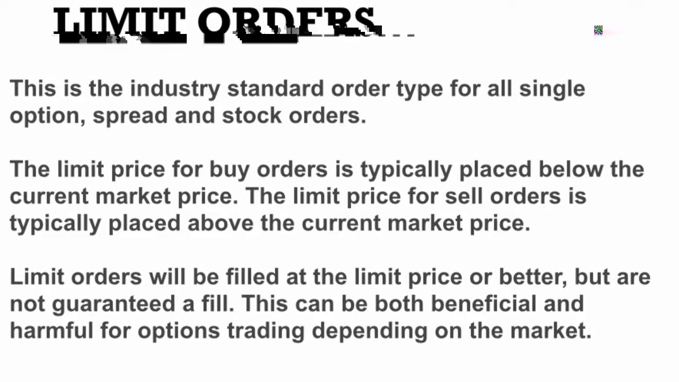So limit order. This is the industry standard order type for stock orders. The limit price for buy orders is typically placed below the current market price, and the limit price for sell orders is typically placed above the current market price. Now remember, limit orders will be filled at the limit price or better, but are not guaranteed to fill, and that's why they're limit. They're different from market orders because you are limiting your entry point into any particular stock or exit point in any particular stock.